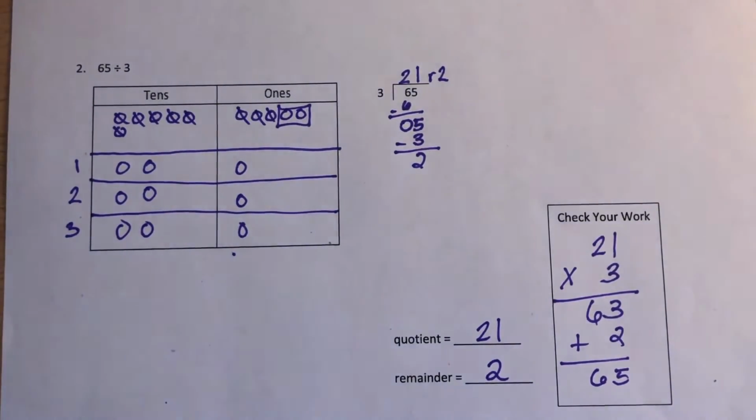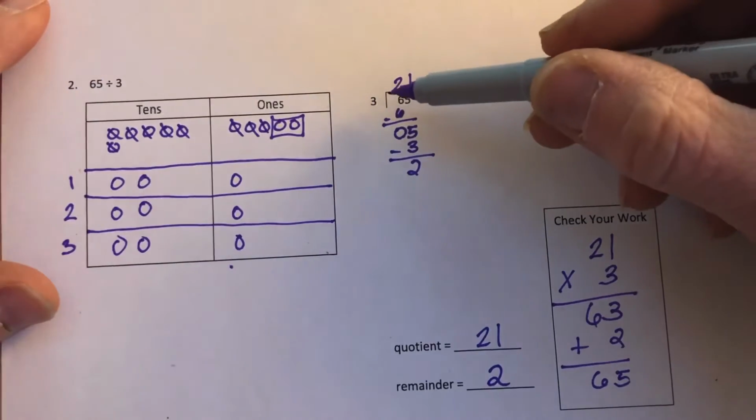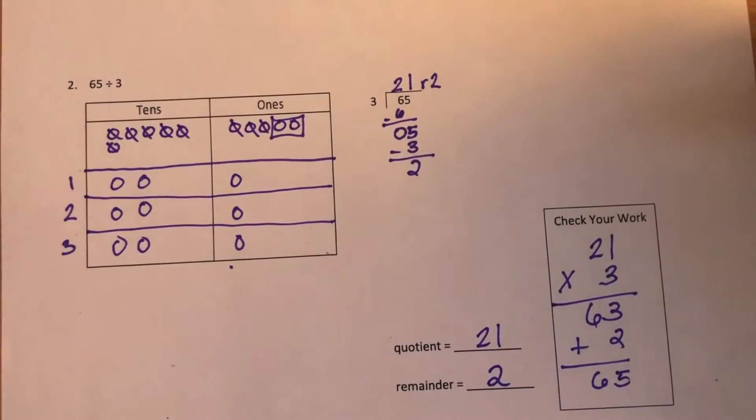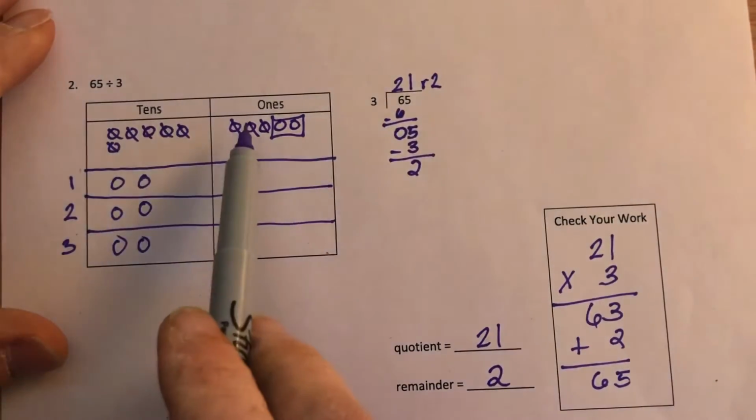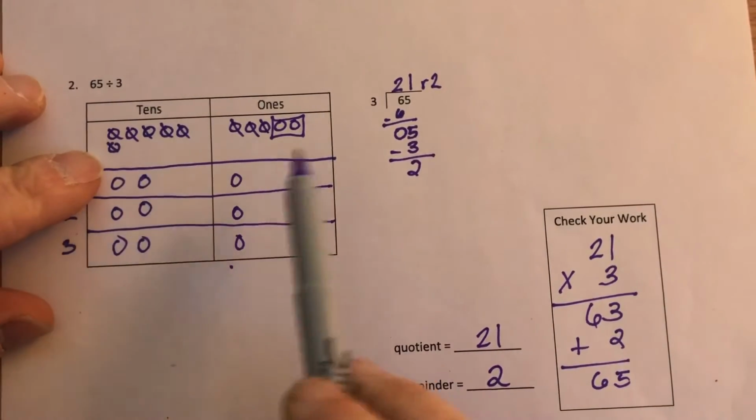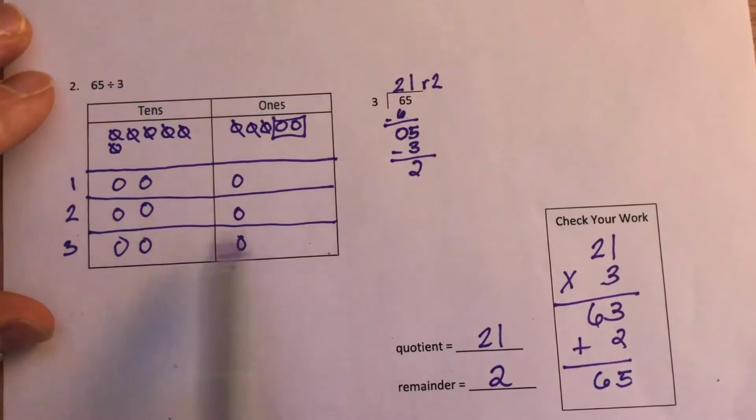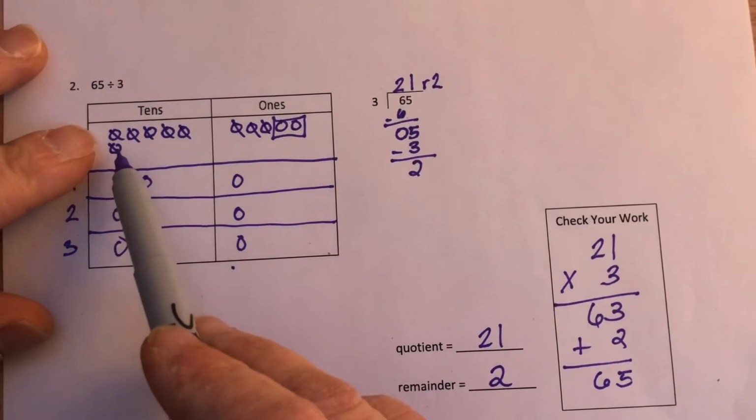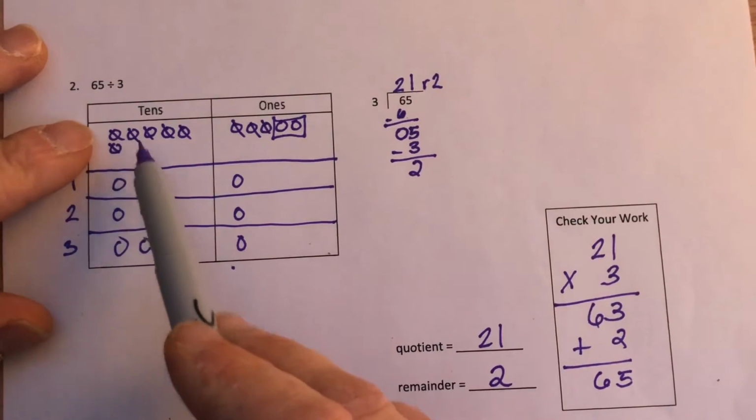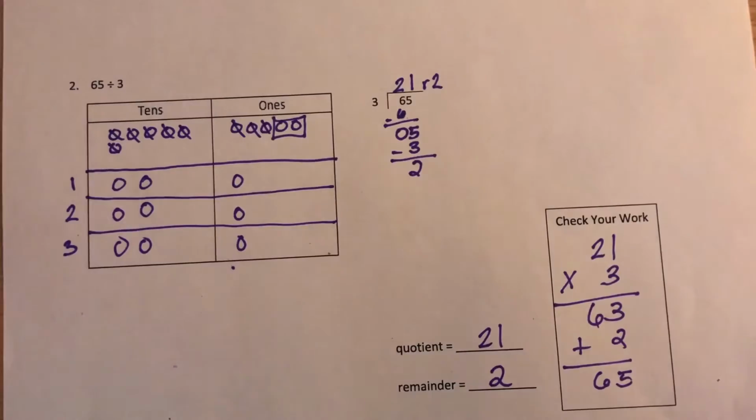All right? 65 divided by 3. Okay, so what I did over here is I have 10s and 1s. I took my 6 10s, you see this? 1, 2, 3, 4, 5, 6. And 5 1s, 1, 2, 3, 4, 5. I split this into 3 groups. And then I went one by one. 1, 2, 3, and I crossed them out. 1, 2, 3, and I crossed them out. No remainders left in the 10s place.